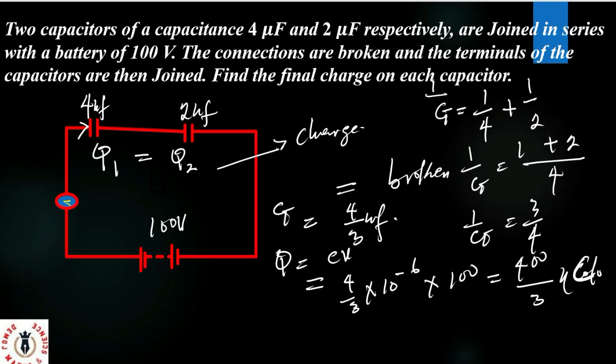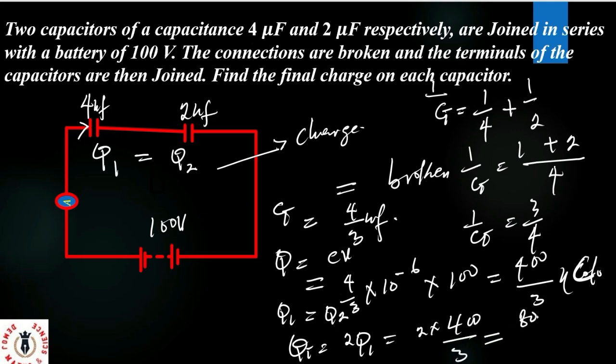Now, if this is Q, we've been told that Q1 is equal to Q2. So that the total charge built here, QT, is the same thing as 2Q1, which is equal to 2 times 400 over 3 microcoulombs. That's equal to 800 over 3 microcoulombs.